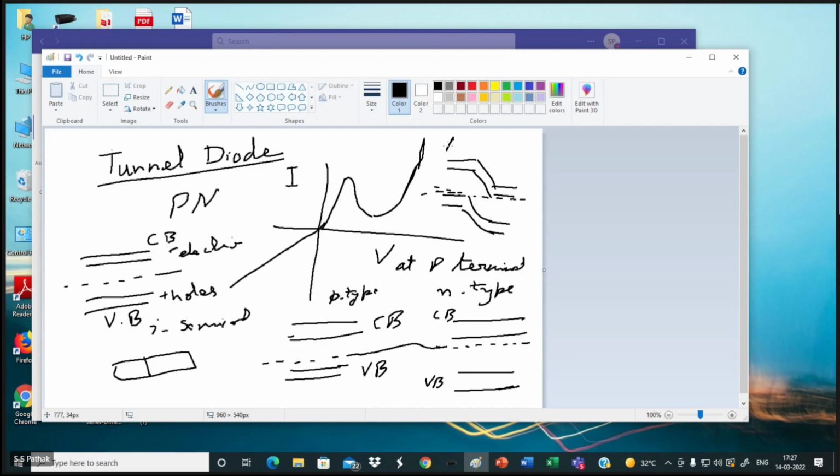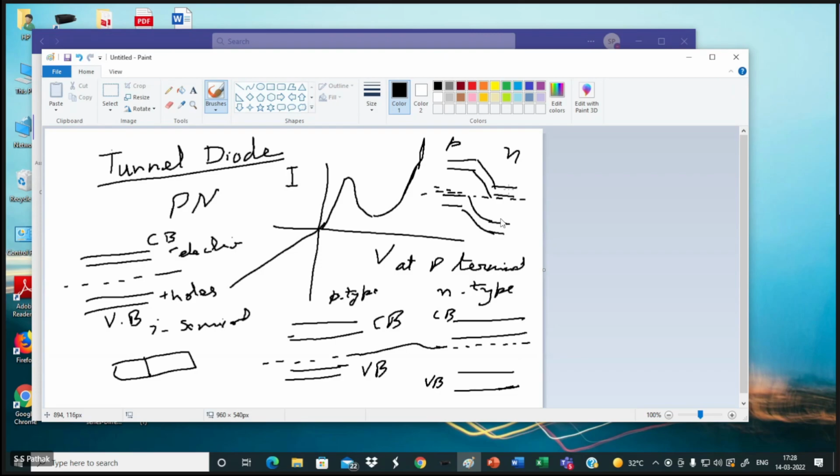So this is my P type, this is my N type, and as my doping is increasing, P type will go up, N type will go down. The Fermi level will go inside the valence band of the P type, and into the conduction band of the N type. Okay, and that is the particular point where the Zener diode has come.